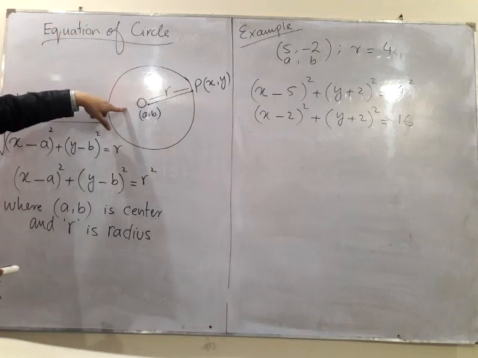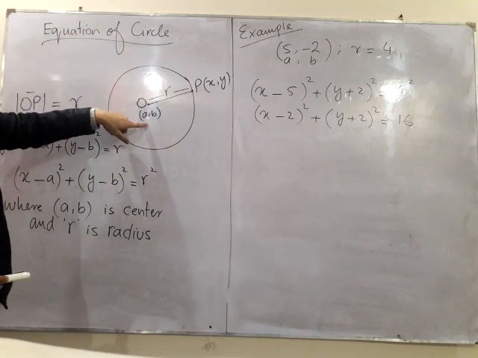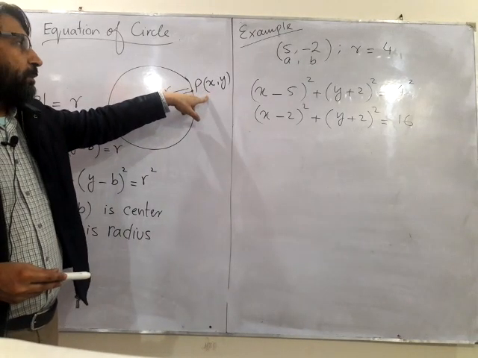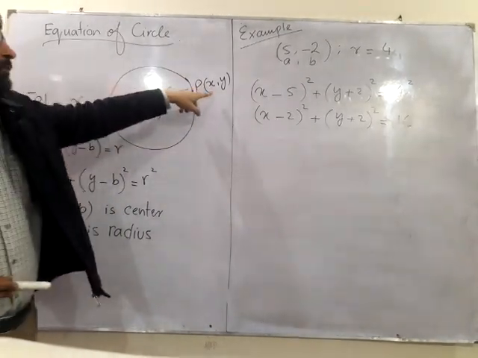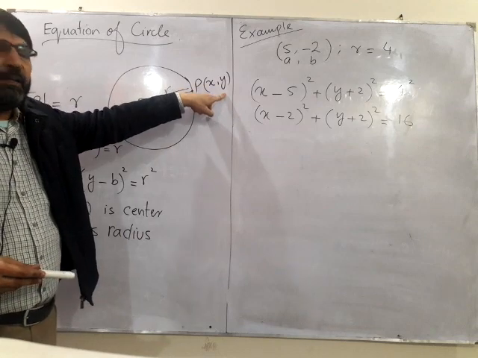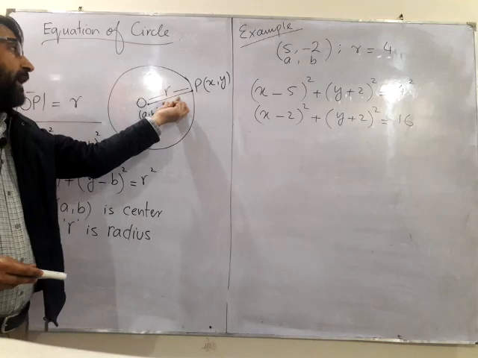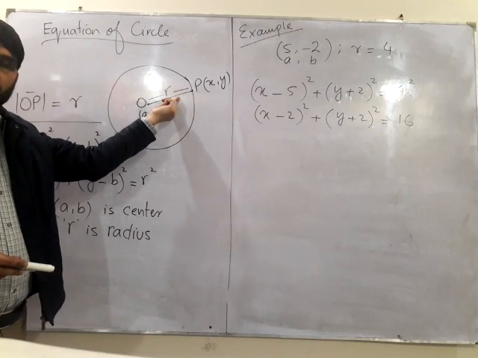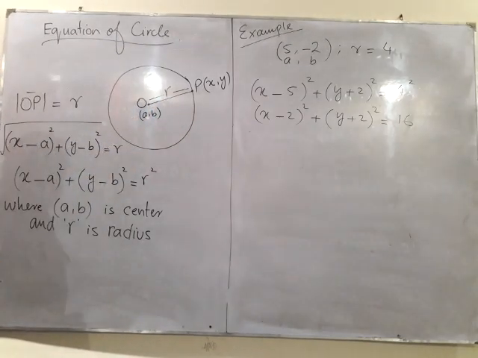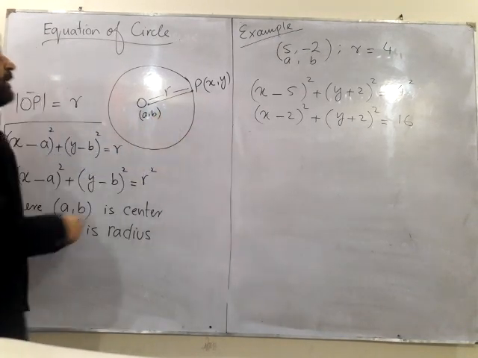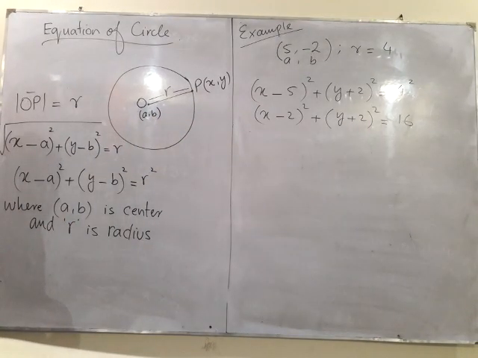Let us consider a circle with the center at (a, b), and there is a variable point P on the boundary of the circle anywhere whose coordinates are (x, y). The distance between the center and the boundary, we know, is equal to the radius of the circle. Let us utilize this to write the general equation of a circle by finding the distance OP using the distance formula.